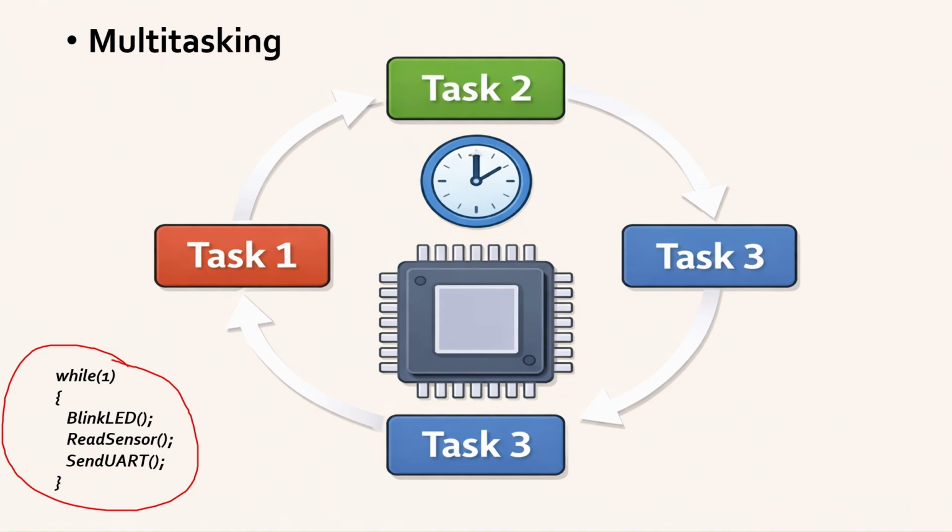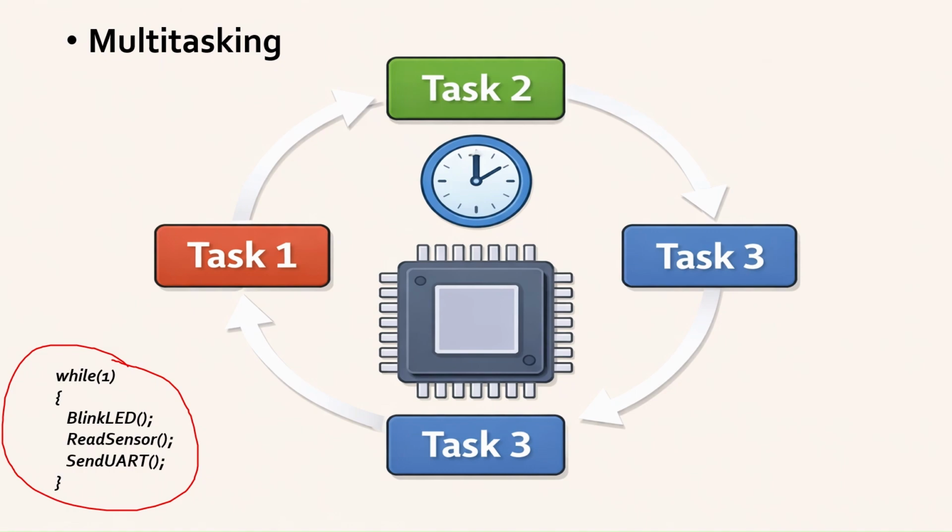So, have you ever seen your LED stop blinking when UART printing happens? That's exactly why RTOS exists. With RTOS, each job runs as a separate task: LED task, sensor task, UART task. Even if the sensor is slow, the LED blinks. Now, here comes the fun. Your microcontroller still has only one CPU.